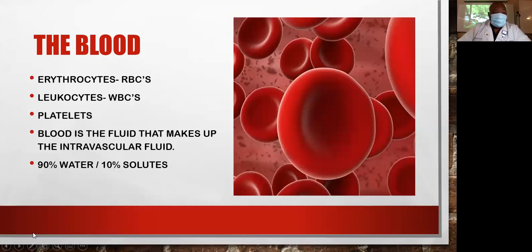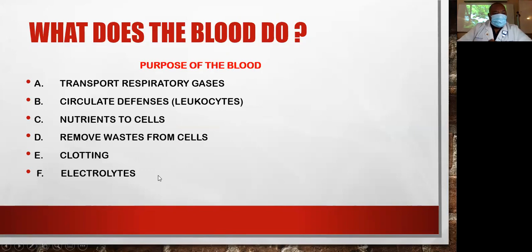Talk about the blood. The blood has red blood cells and white blood cells. It consists of platelets, and it's 90% water and 10% solutes. Don't forget we have three types of fluid in the body. The blood makes up the intravascular fluid. What does it do? It transports respiratory gases, circulates the defenses, gives nutrients to the cell, and removes waste from the cell. It's responsible for clotting and electrolytes.